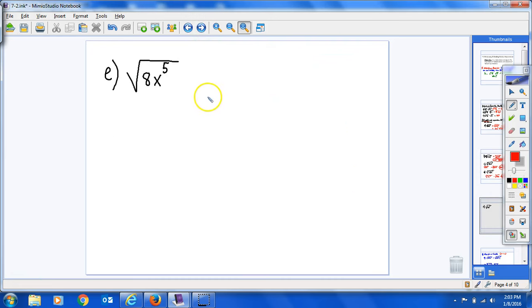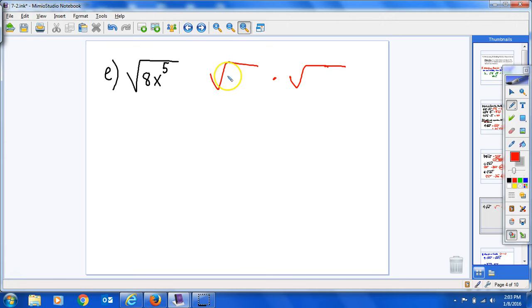Alright, let's try one more. This is a square root. Always good to pay attention to the root that you're dealing with. And unfortunately, the 8 is not a perfect square number. It doesn't have a perfect square root. So let's think of two radical factors, two square root factors that would give me 8.